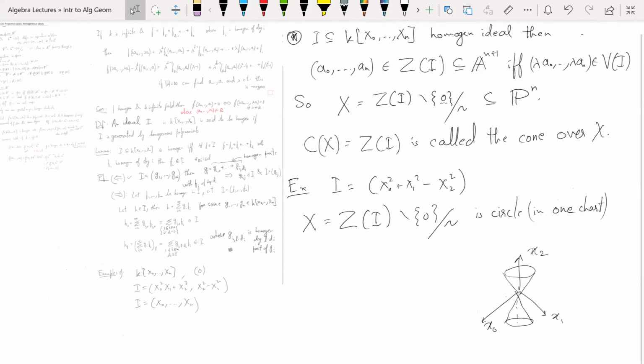Then note that if (a0, ..., an), if you think of it as an element of A^(n+1), belongs to Z(I) if and only if (λa0, ..., λan) also belongs to Z(I). So I have been using V(I) and Z(I) interchangeably. Actually, I'm more used to V(I). I don't know why I chose Z(I).